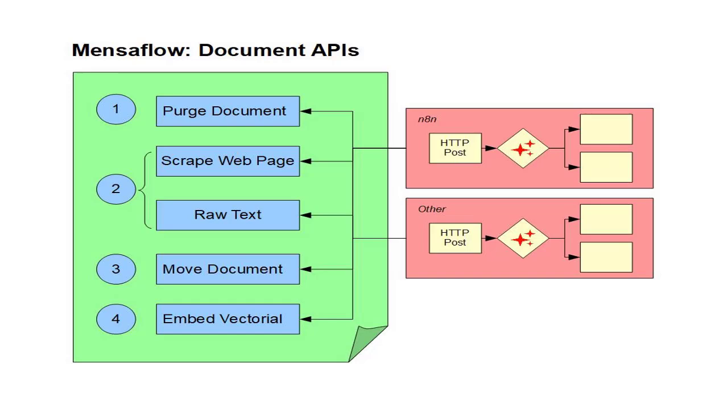We basically offer four basic areas of document APIs. You can purge the document. Say there's a document, and that's typically what you do.